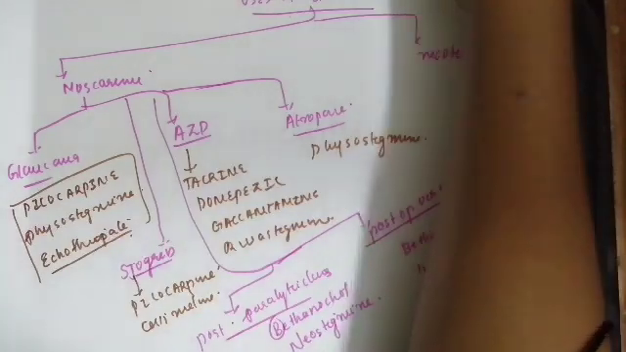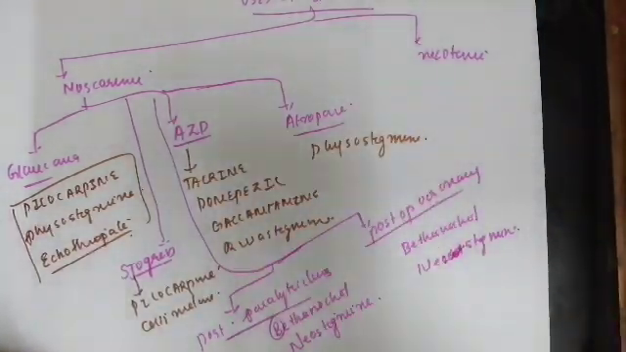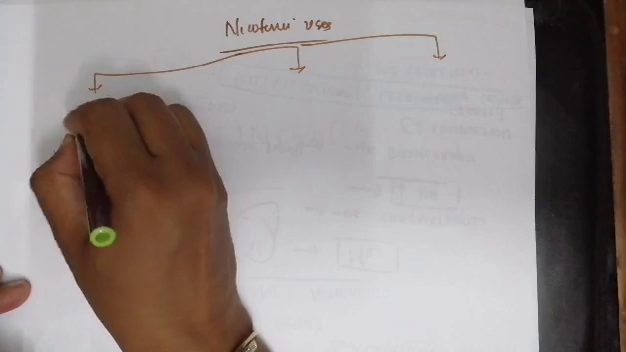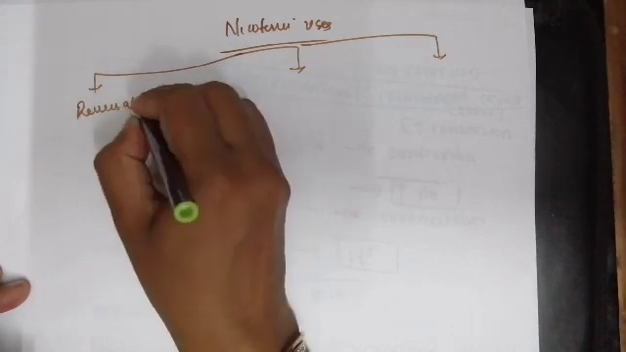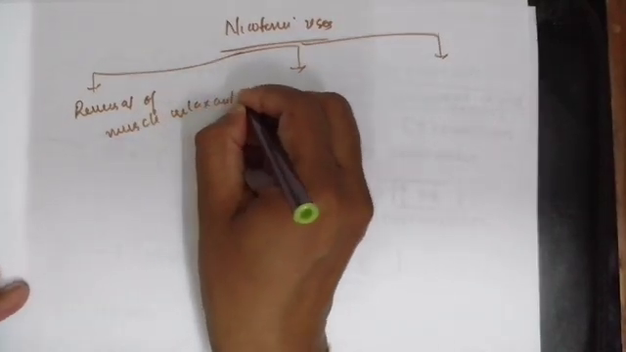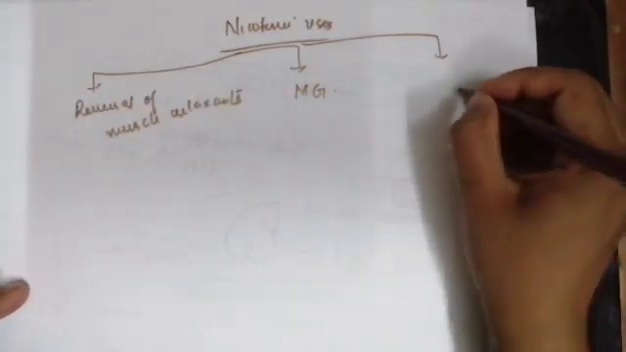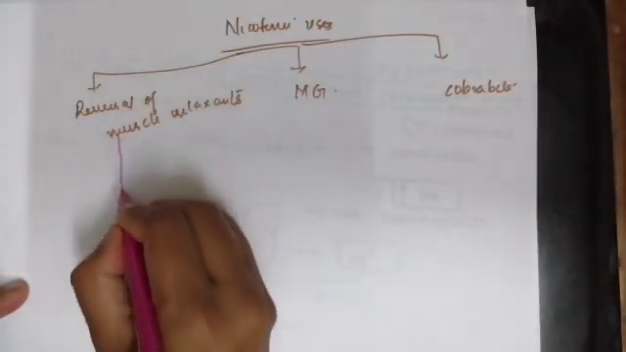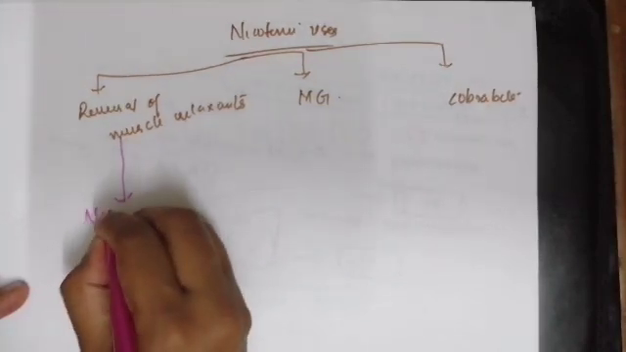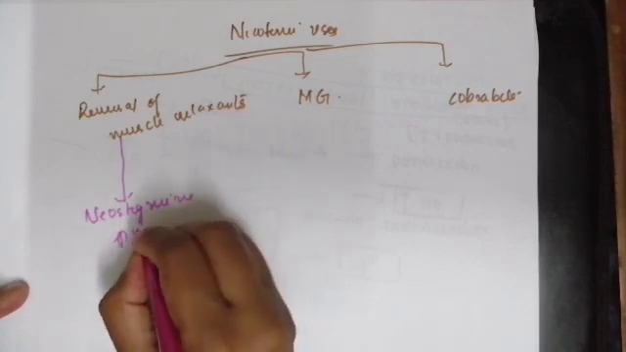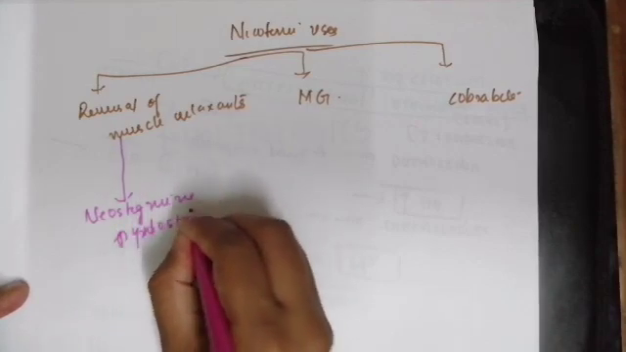So, which are the nicotinic uses? The nicotinic uses of the cholinergic drugs can be divided into three conditions. First one is reversal of skeletal muscle relaxants, and the second is myasthenia gravis, and also cobra bite. Which are the drugs used here in the reversal of skeletal muscle relaxants? Two drugs: neostigmine and a longer acting one, that is pyridostigmine. Both of these can be used.